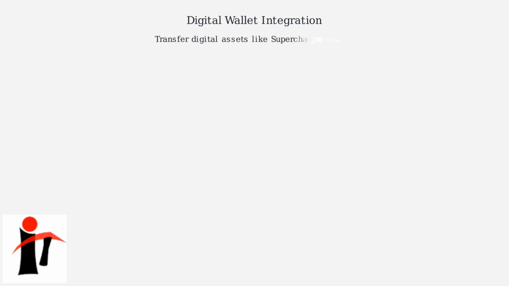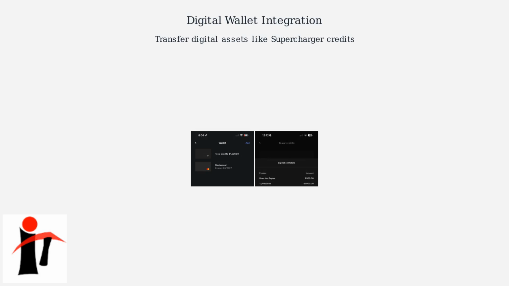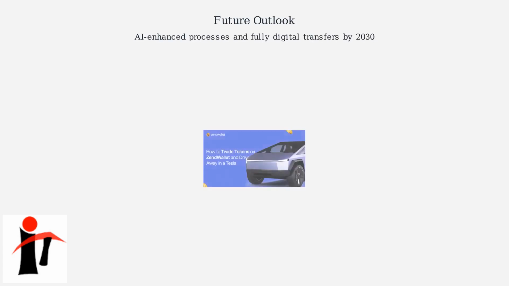Tesla is evolving toward a digital wallet system for vehicles. When removing a vehicle, you may soon be able to transfer valuable digital assets, such as supercharger credits or autopilot subscriptions, to your new Tesla. Looking ahead, Tesla plans to introduce AI-enhanced account management, potentially allowing voice-activated removals through the vehicle's AI.